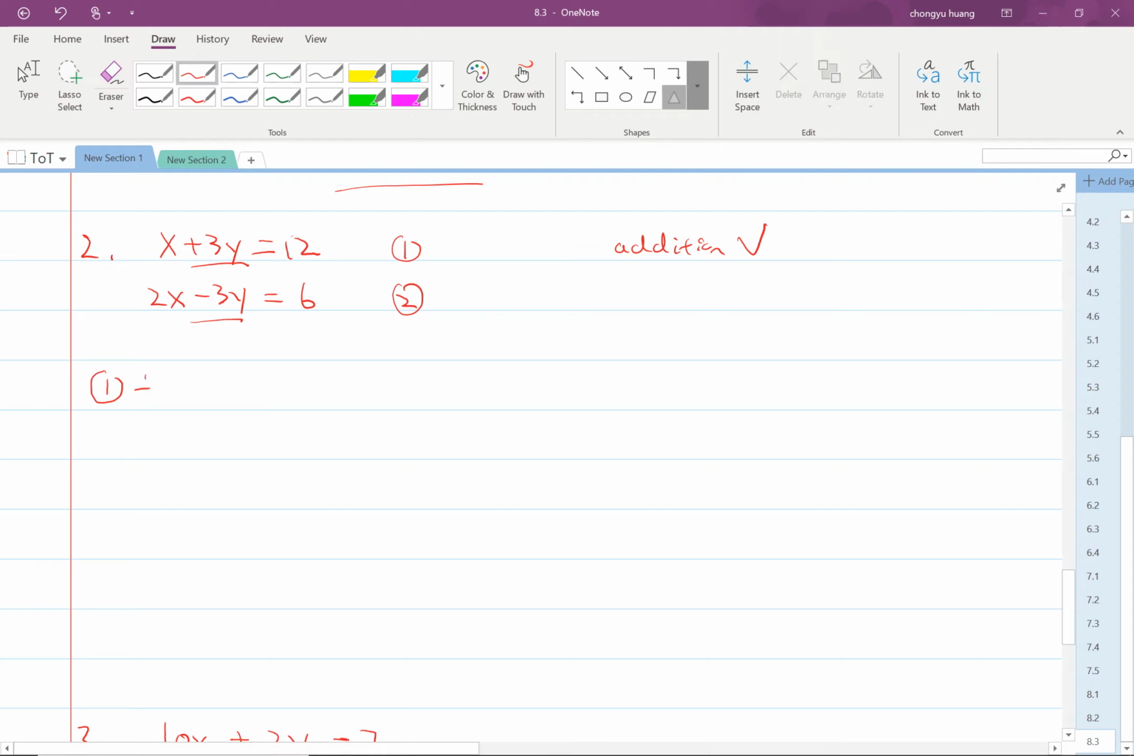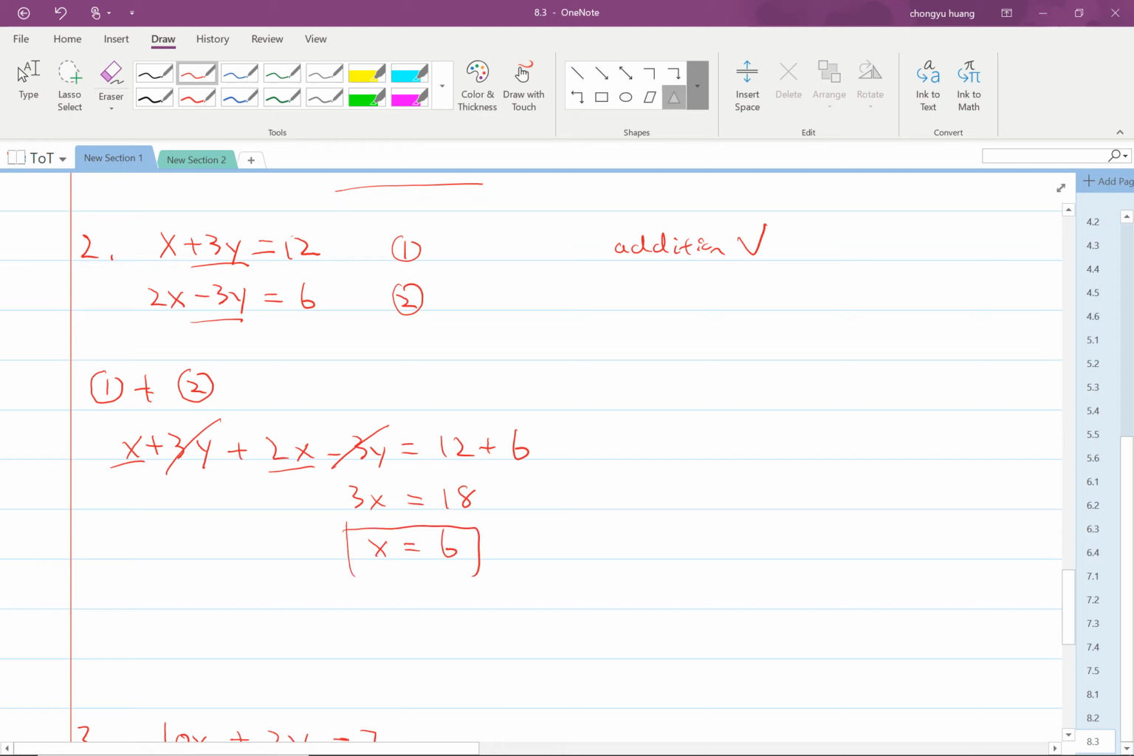You just take a look at the question, so you will know which method we actually have to use. Okay, so x plus 3y plus 2x minus 3y is equal to 12 plus 6. The negative 3y and positive 3y get cancelled. x plus 2x is actually 3x. 3x is equal to 18. x is equal to 6, right?